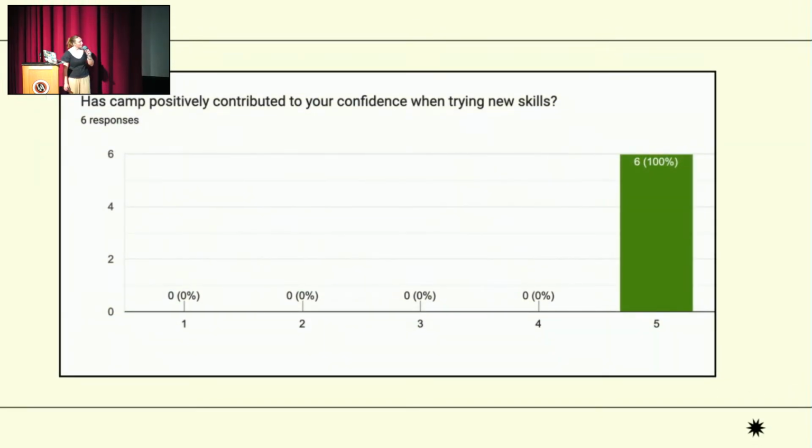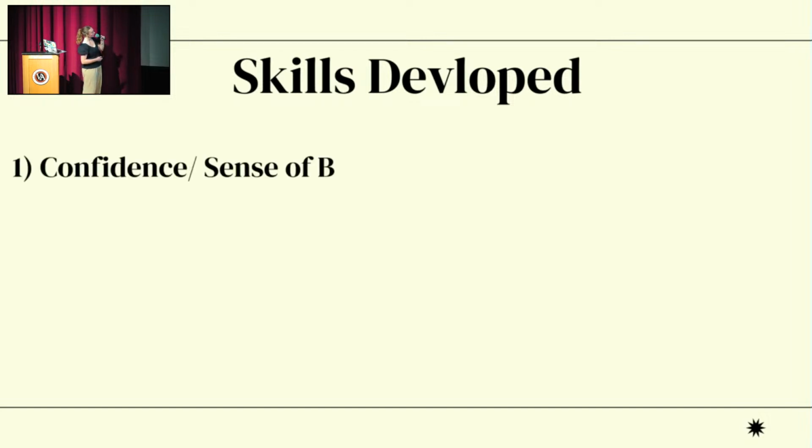And then following that, I wanted to know if skills were obtained and how that worked for the counselors. It was shown that 6 out of 6, 100%, of the counselors said camp had positively contributed to their confidence when trying new skills. So with that at hand, I had to think about all the ways that we could connect these surveys and think about the skills that were developed. And so I came up with 3 main categories that I pulled from there: confidence and sense of belonging, and independence.